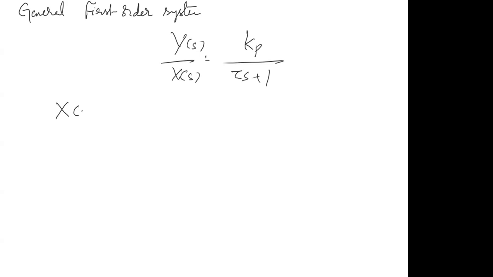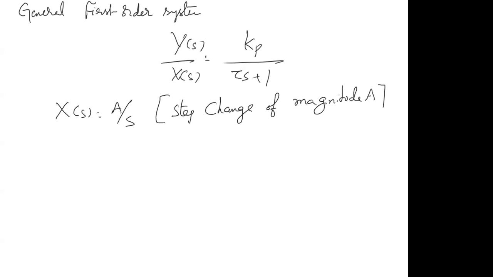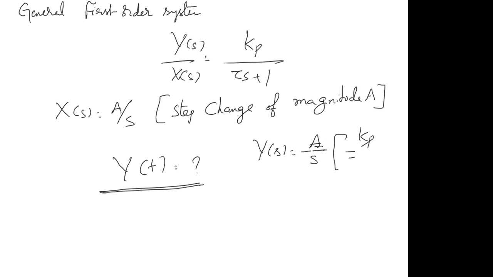Suppose your x of s is a by s. What is a by s? A step change of magnitude a. Can somebody calculate what is y of t? So I am solving for a general problem. Since I have solved one problem already, can somebody tell what is y of t? So how do you solve? y of s is a by s into Kp by tau s plus 1. Now you have to split the partial fractions and then apply the inverse Laplace transform. That is where you get y of t.